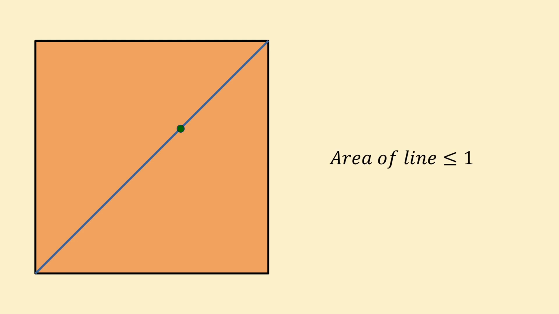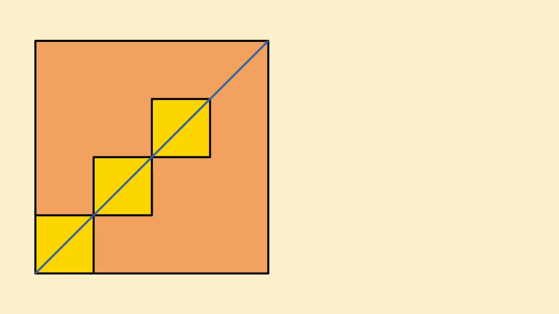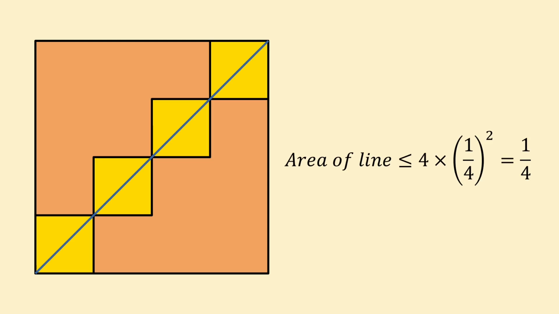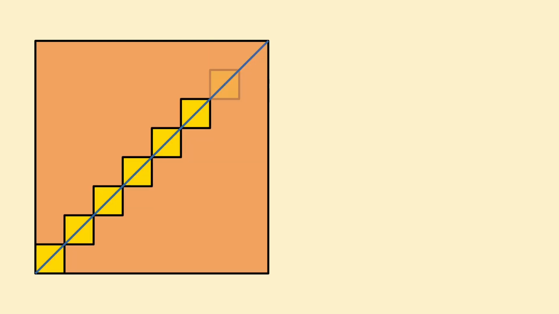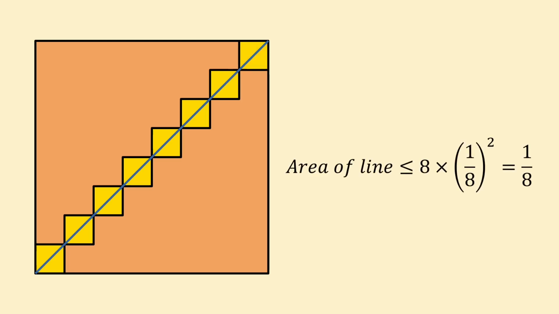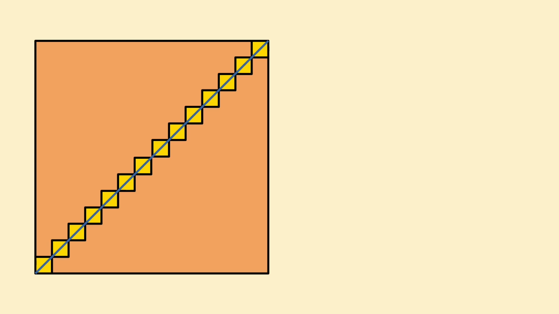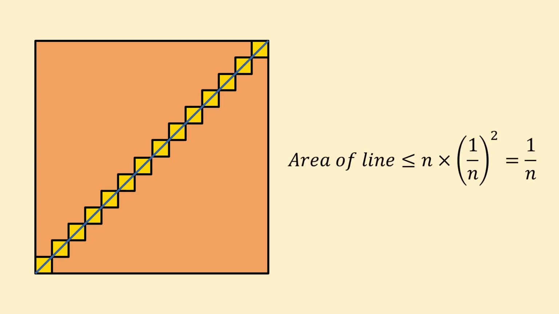To narrow things down, we can cover the diagonal with smaller squares. Start with 4 squares of side length 1/4. Together they upper bound the area of the line as 4 times 1/4 squared, which is 1/4. If we shrink the size of the squares even further and use 8 squares, each of size 1/8, the upper bound reduces to 1/8. In general, with n such squares, the upper bound on area is 1/n.